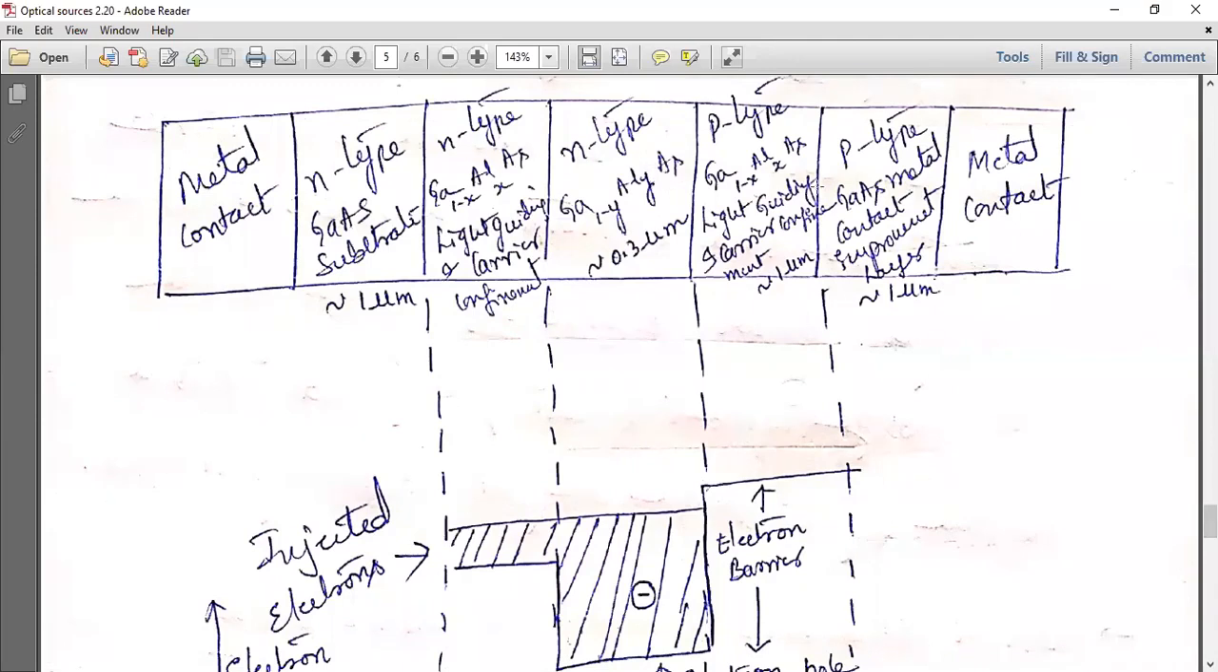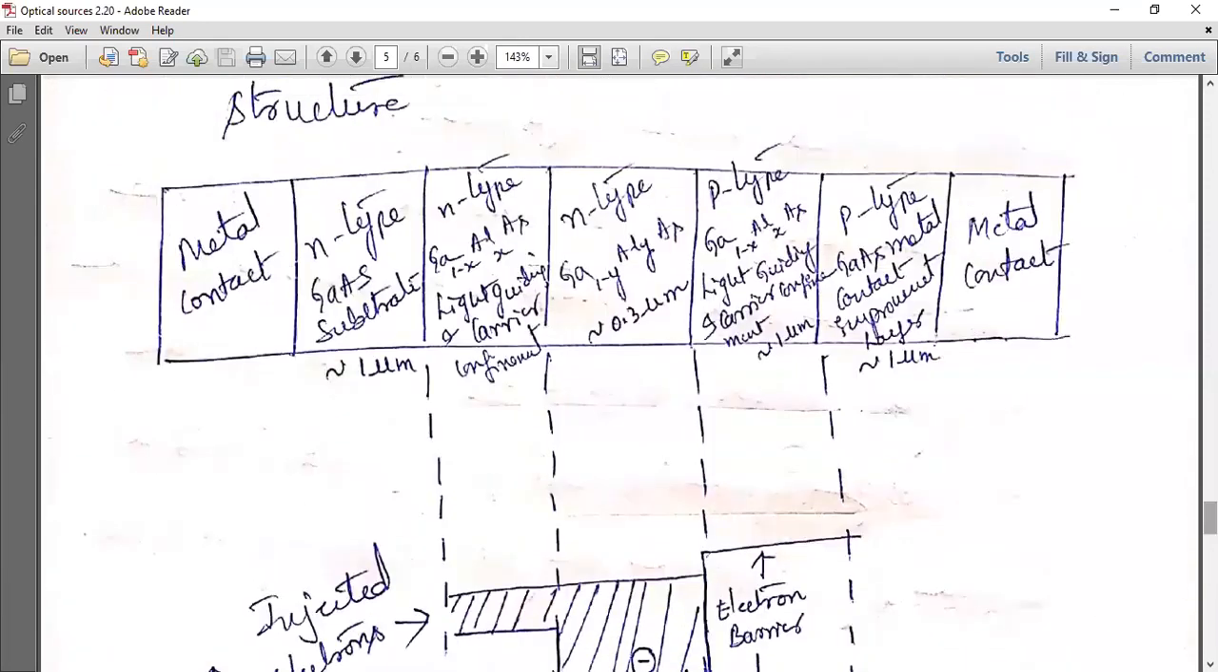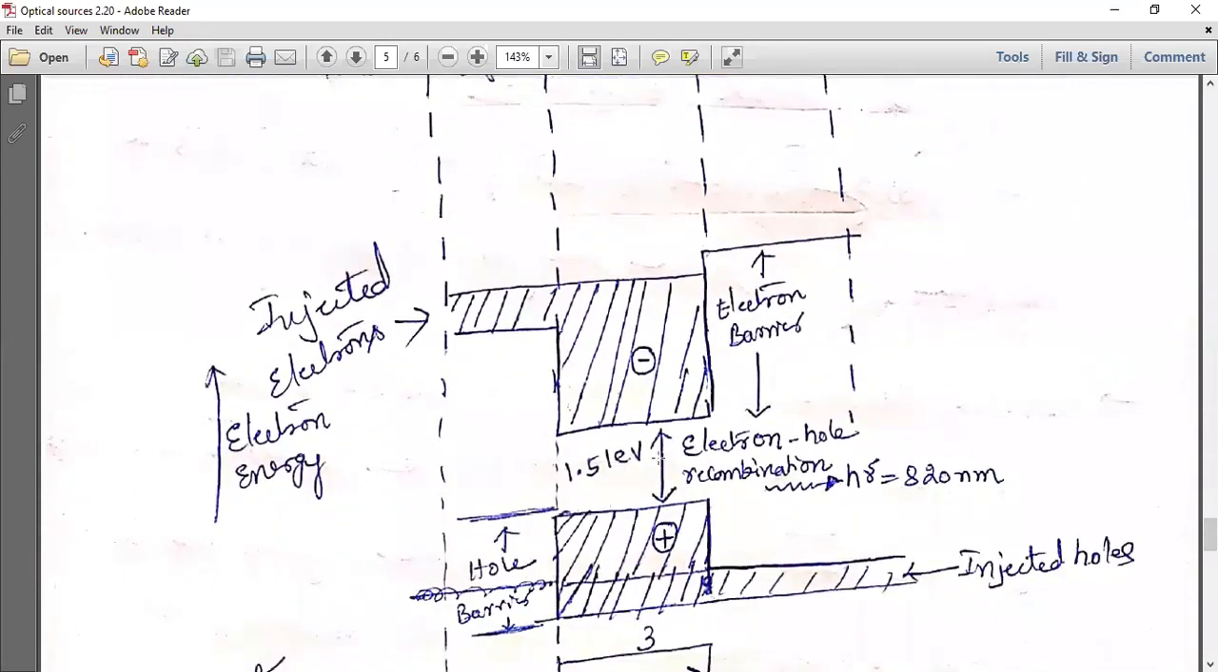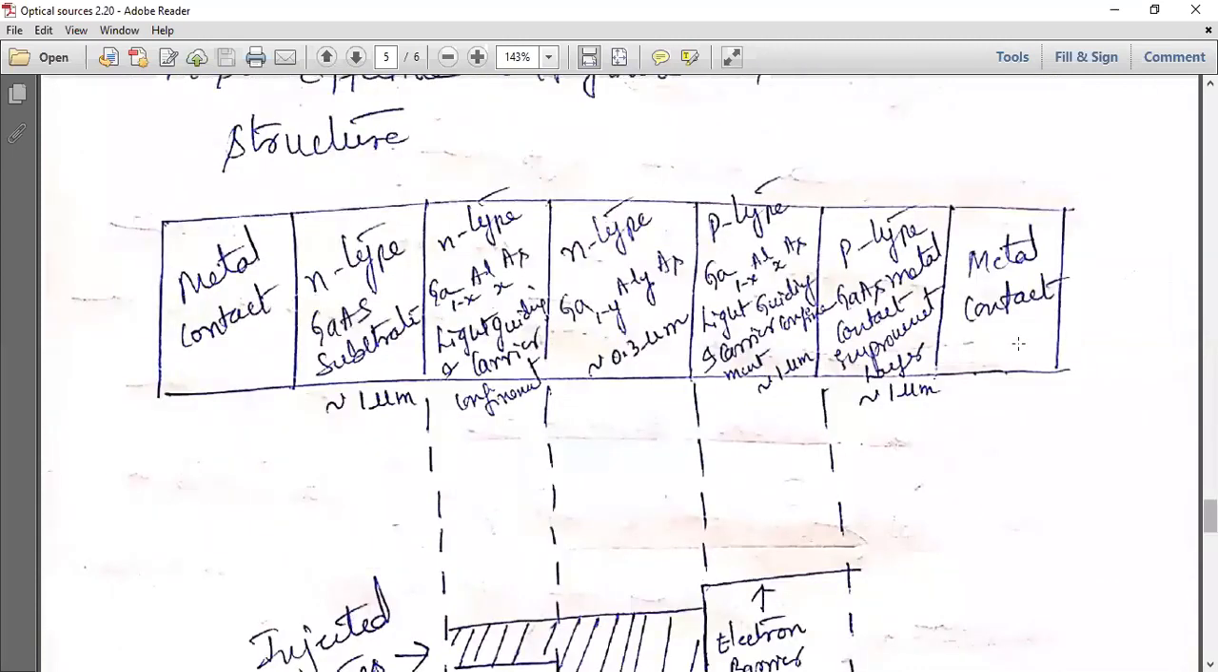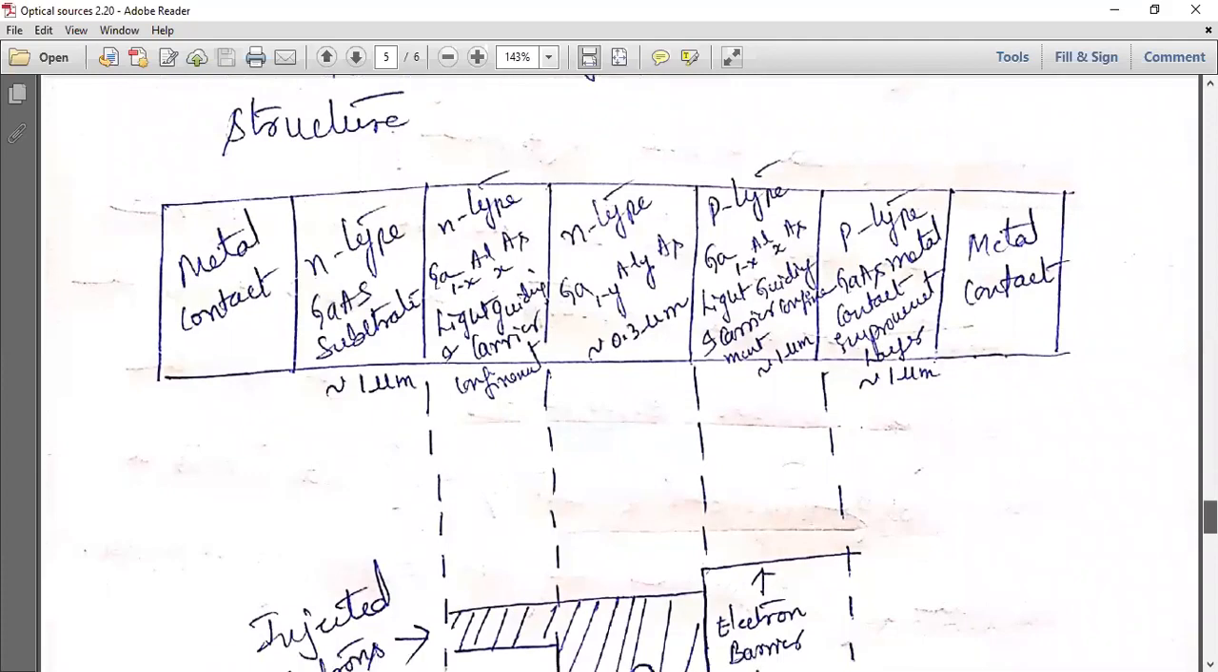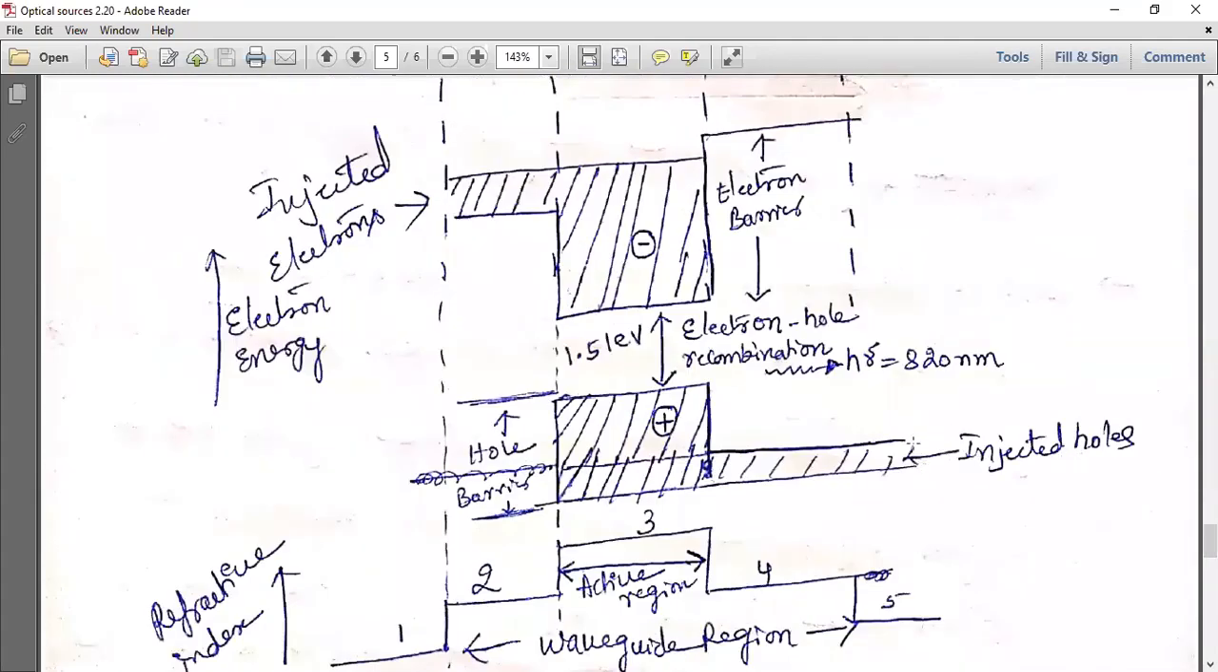So that is with respect to the diagram. The same we will explain with respect to the band gap. The band energy is written below. This is your active layer. For the active layer, I have written something like this. This is your conduction band. This is your valence band. The holes are injected from this side.